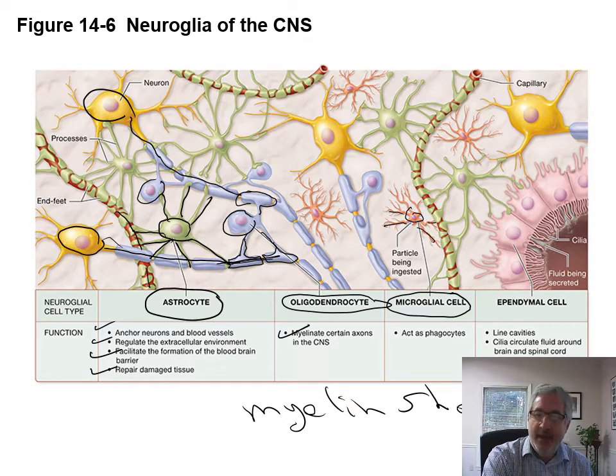And they go out, if there's little particles that occur in the brain, they go and they eat them. So they act as phagocytes. Phagocyte meaning a cell that eats things.